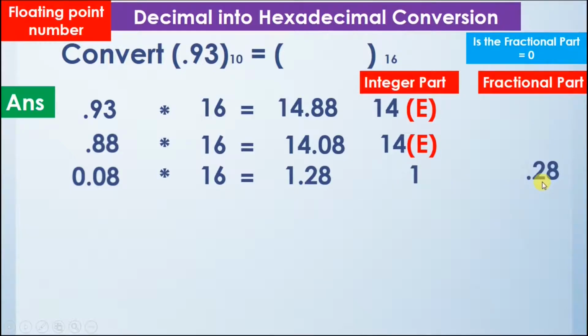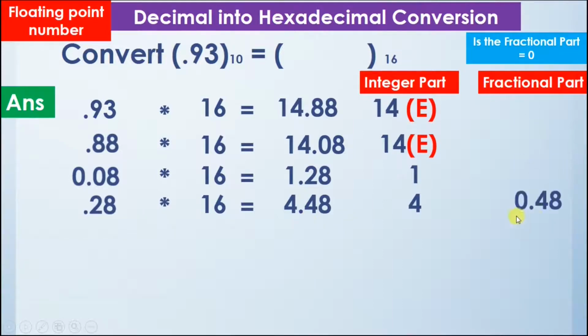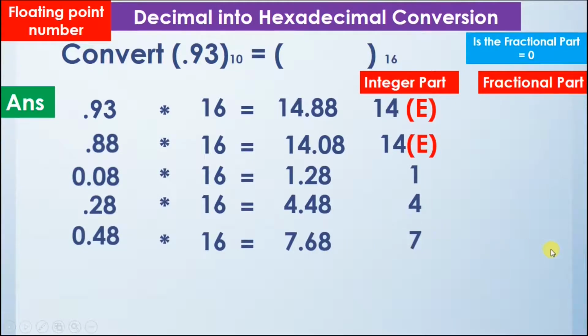So again, is the fractional part equal to 0? No, not 0. So we will take the fractional part and multiply it by 16 and we get the answer 4.48. So 4 is the integer part and 0.48 is the fractional part. Now, is the fractional part equal to 0? No, it is not equal to 0. So again, multiply it by 16 and we get the answer 7.68. So 7 comes here and 0.68 comes here.